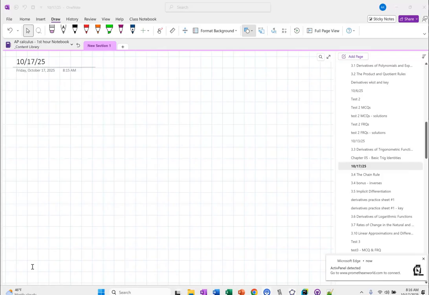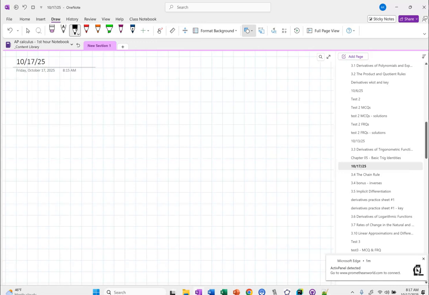Today, we're going to continue on into section 3.4. Now, 3.4 has one idea, but it's updated. So, we're going to continue our discussion talking about how to do derivatives. These derivative shortcuts.